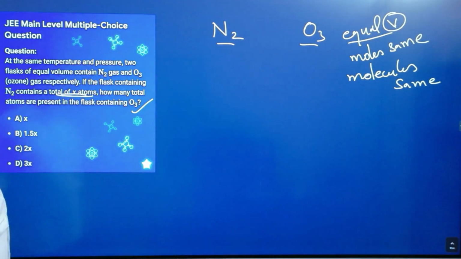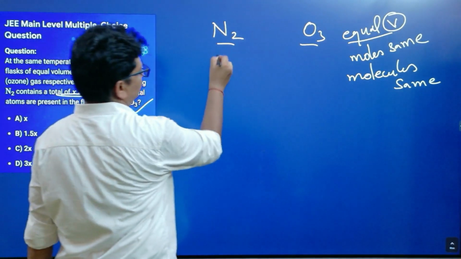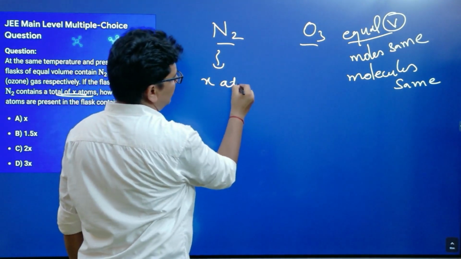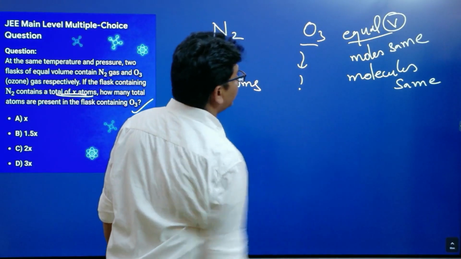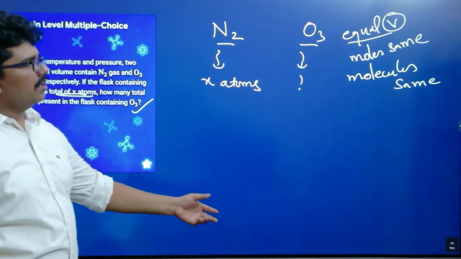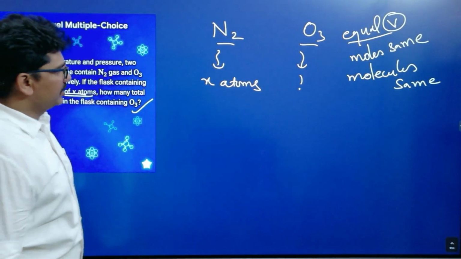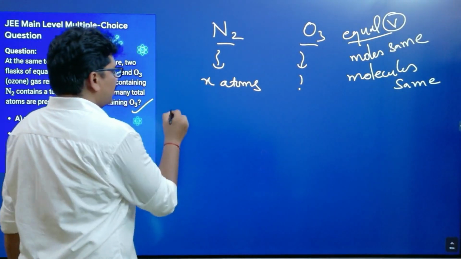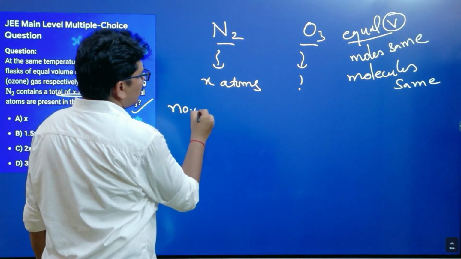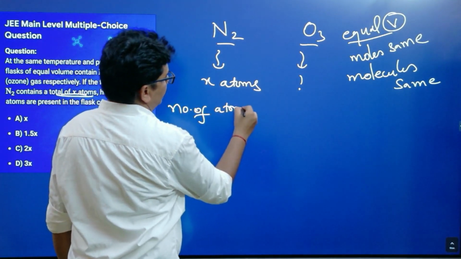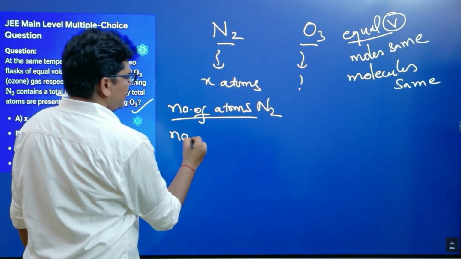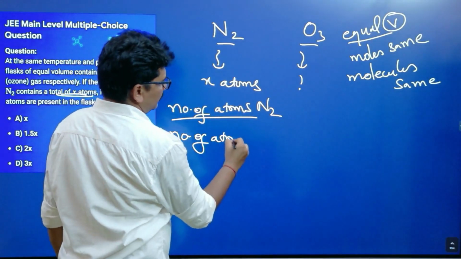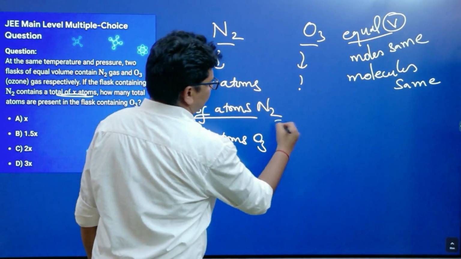Total X atoms. Nitrogen contains X atoms. Here X atoms are there. How many atoms are present in ozone? That is our question here. So I am taking the number of atoms of nitrogen divided by the number of atoms of ozone.